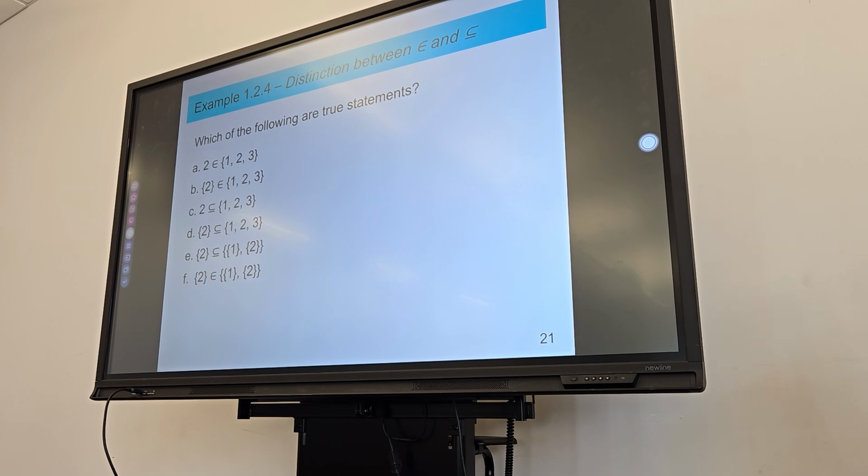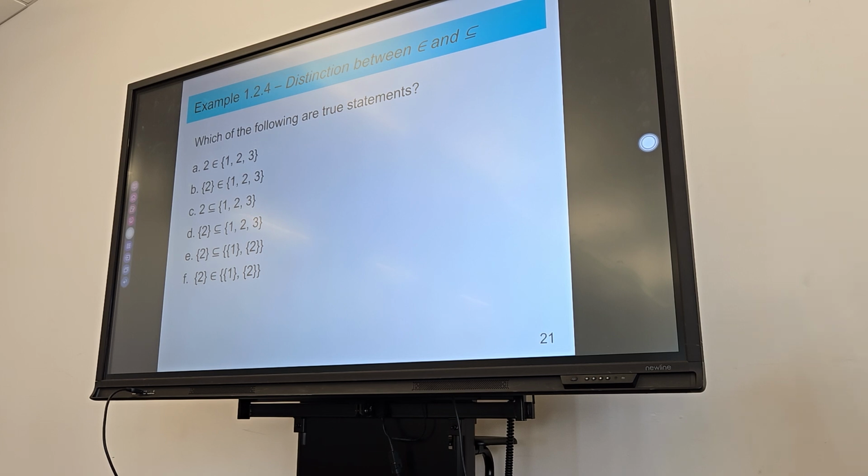Is the number 2 a subset of the set 1, 2, 3? No, because it's not a set. It's just a number. A subset has to be a set. It shows the relationship between two sets, not a set and a number.